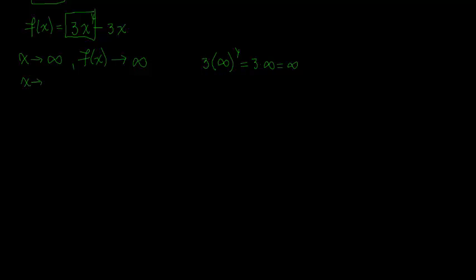On the other hand, as x goes to negative infinity, then f of x will go towards 3 times negative infinity to the fourth. Here, because the minus is under an even power, it's going to be turned into a plus. So again, we have 3 times infinity, which is infinity. So both in the cases where x goes to infinity and negative infinity, f of x will go towards infinity.